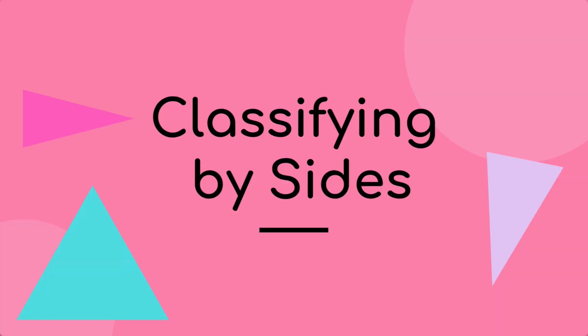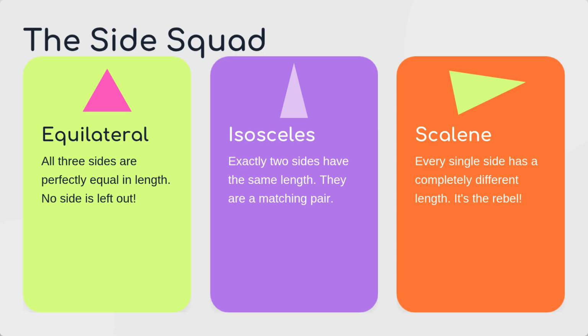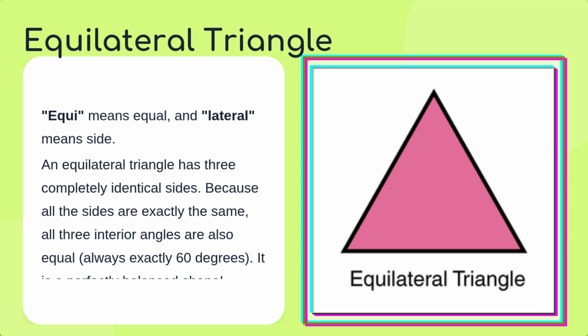Now, not all triangles look the same. Mathematicians love to sort things into categories, and one of the best ways to sort triangles is by looking at their sides. Meet the side squad. When we classify triangles by their side lengths, they fall into one of 3 cool categories: equilateral, isosceles, or scalene. Let's break them down. First up, the equilateral triangle.